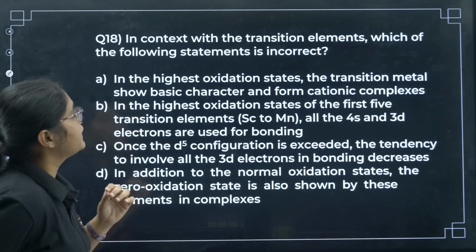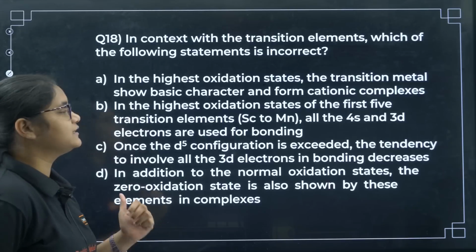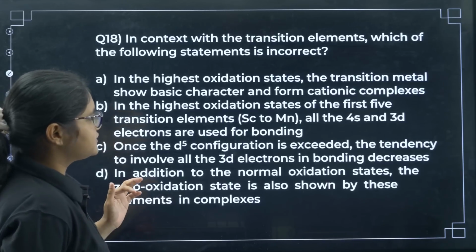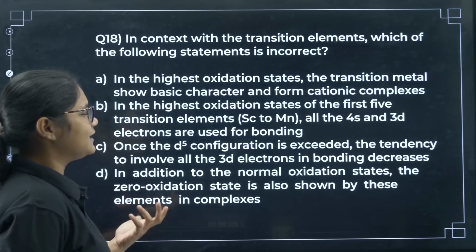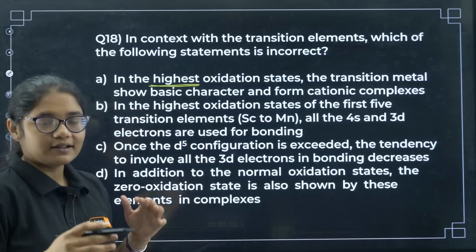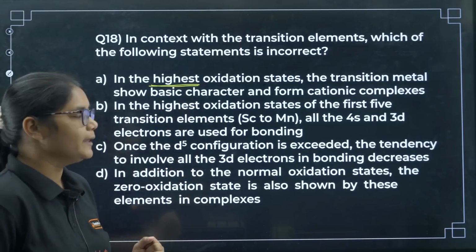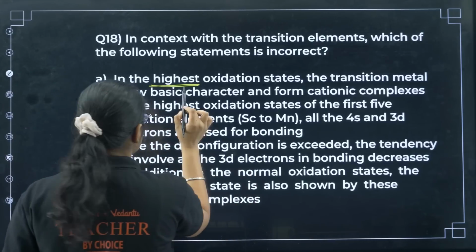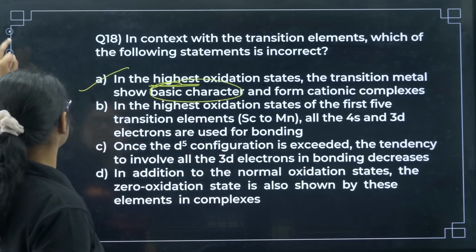Next, in context with the transition elements, which of the following statements is incorrect? In the highest oxidation state, the transition metal shows basic character and forms cationic complexes. No, just now I told you in higher oxidation state, the element behaves with acidic nature. It is acidic in nature, okay. So that is why this statement, shows basic character, is incorrect. So option number A is the correct answer.